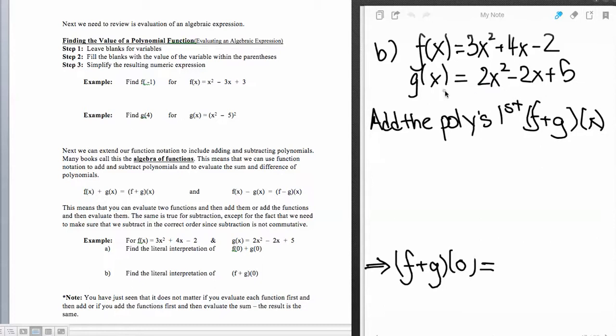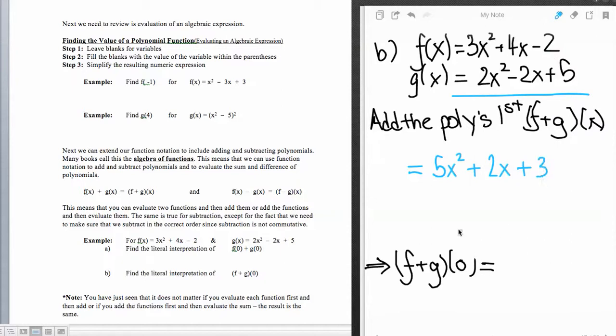Now we're going to take this literally as in the second part here, as evaluate the sum first and then evaluate it at x. So this one says add the two polynomials together. So I'm just going to put a line under here and say we're adding these. Stack the constants, stack the x's, stack the x squareds. So the sum of f of x plus g of x is going to look like 3x squared plus 2x squared, which is 5x squared, and then plus 4x minus 2x, which is 2x, and then plus negative 2 plus 5, which is 3.